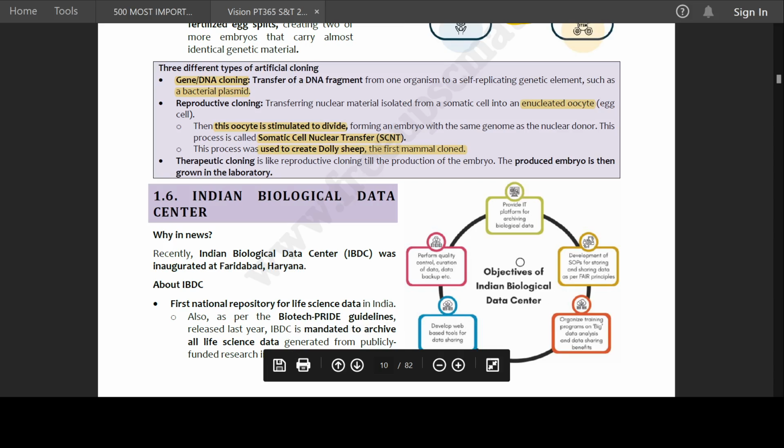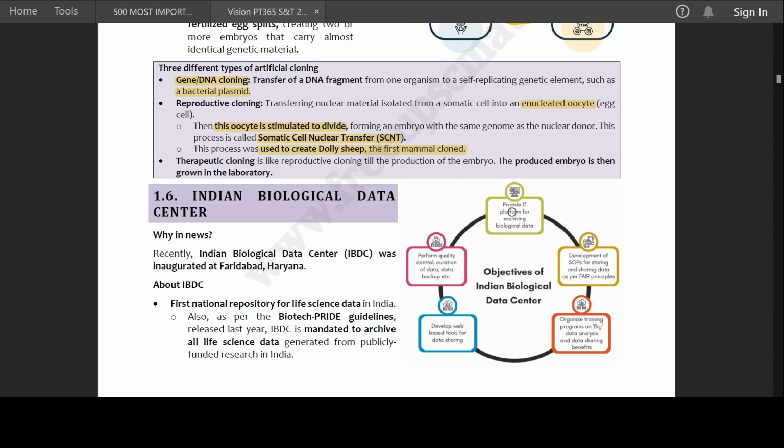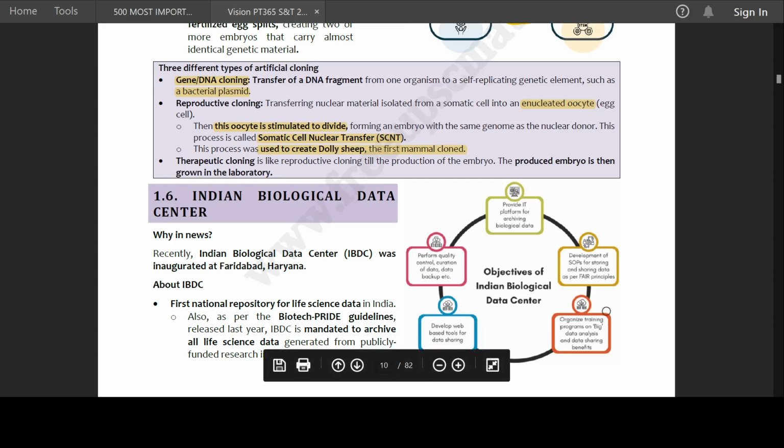Objectives of the Indian Biological Data Center are to develop web-based tools for data sharing, perform quality control, curation of data, and data backup, etc. Provide IT platforms for archiving the biological data, development of SOPs for storing and sharing data as per FAIR principles, and organize training programs on big data analysis and data sharing benefits.